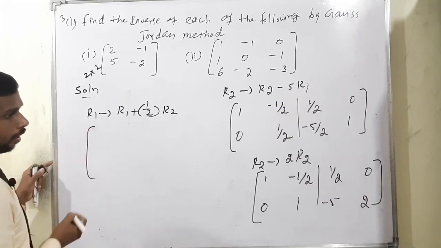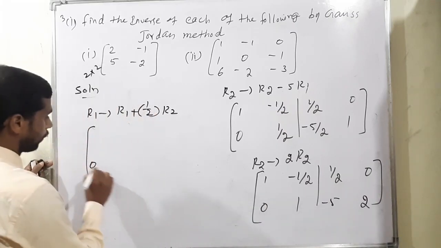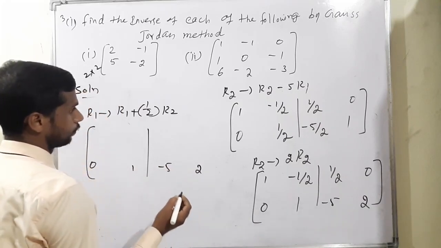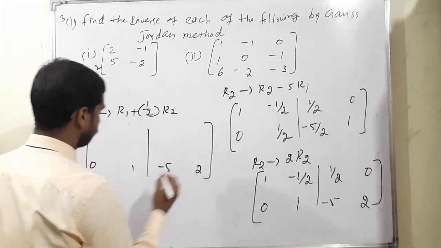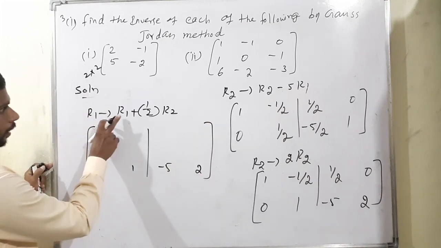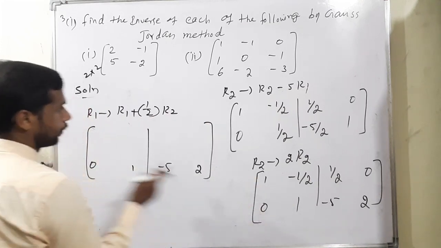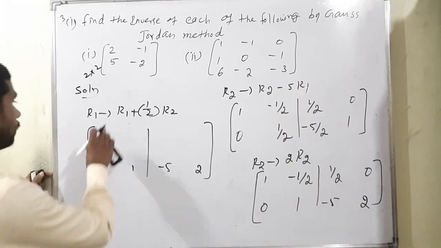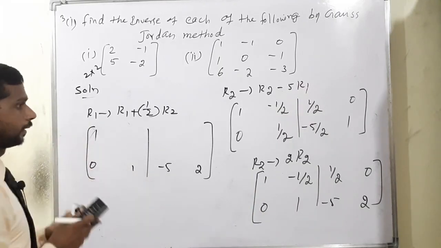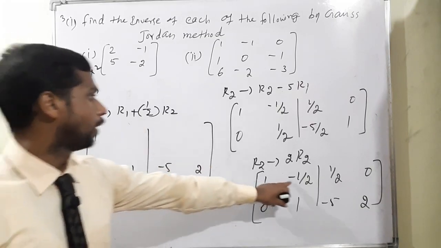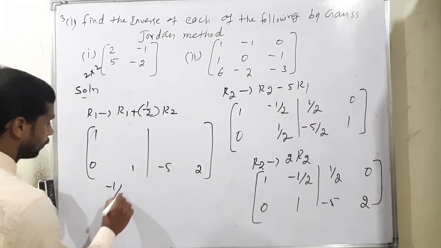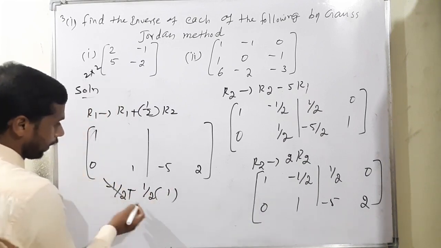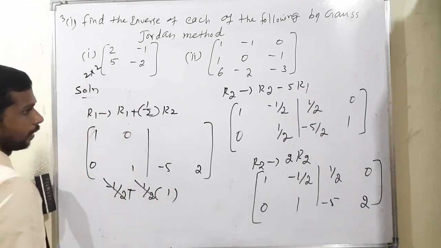Now R2 as it is. What is R2? 0, 1, then minus 5, 2. Then R1, look at there, R1, R2 comparing means 1 and 0. Directly 1 plus 0 means 1 will come, isn't it? Next condition is an R1 value minus 1 by 2, then plus again positive 1 by 2 into 1, isn't it? Definitely negative 1 by 2, positive 1 by 2 cancel means value will be 0.